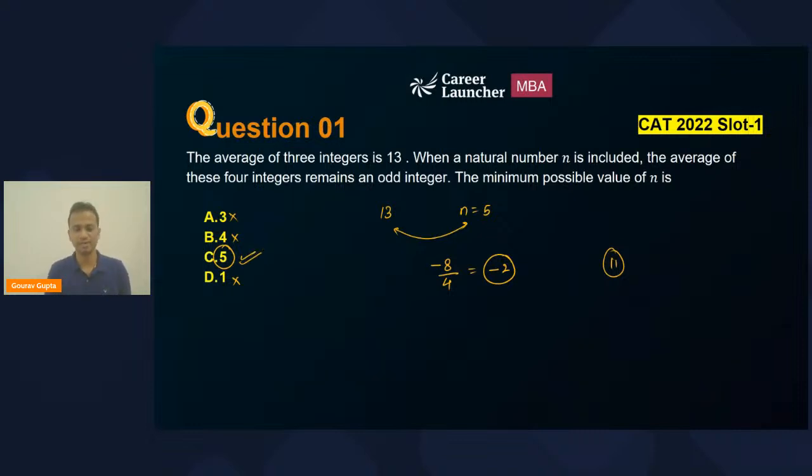All right, fine. So if you have the logic in mind, then it is very easy for you to solve such kind of questions, right? I have written a lot of things. For you, there is no need to write anything. 13 and 5, the difference is 8, right? So minus 8 divided by 4 is equal to minus 2. So the average will drop by 2. So 13 minus 2 is 11, which is an odd integer.